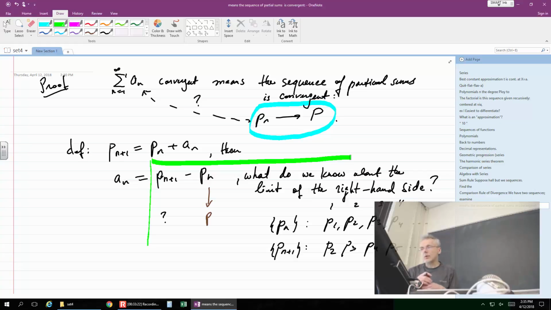Okay? So once again, what is the relation between these two sequences at the bottom? They look very similar. Well, think about the graph. What's the difference between the two graphs?